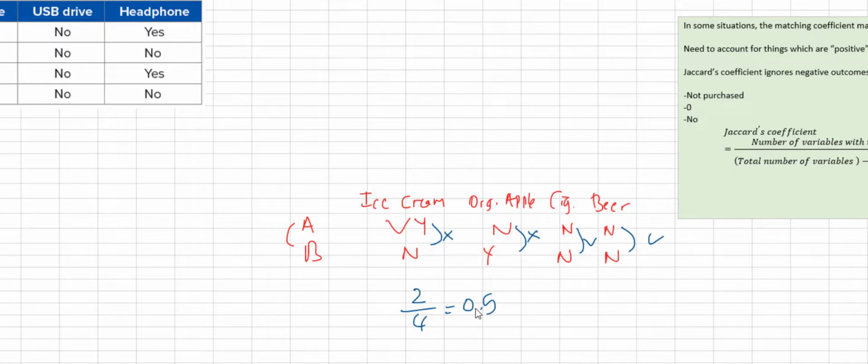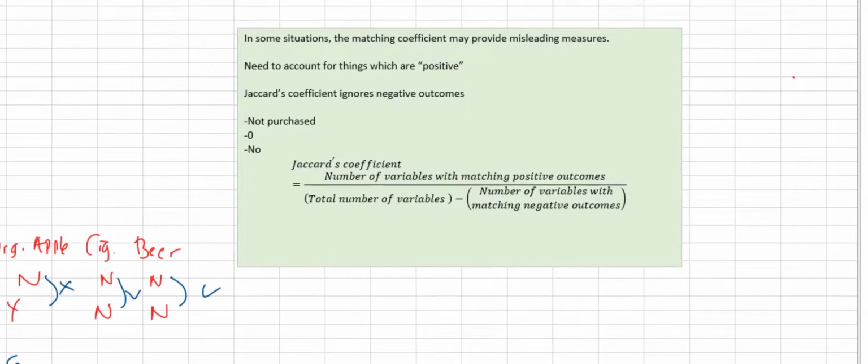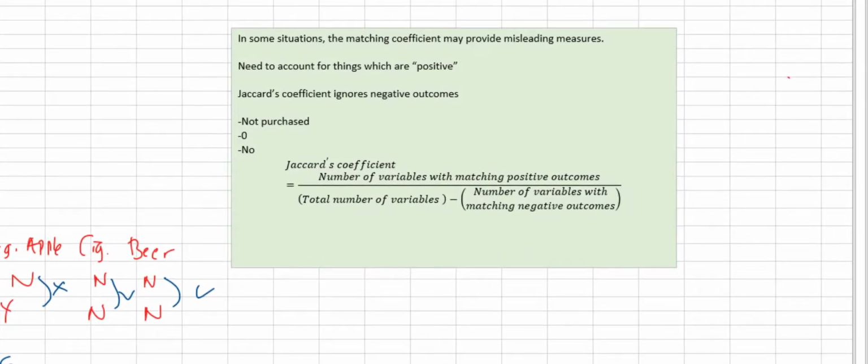However, a simple matching coefficient will account for the fact that neither of the customers purchased the remaining 2 other products that are available, and therefore erroneously produce a high value of the matching coefficient. Jaccard's coefficient is going to correct this problem. Jaccard's coefficient is a more appropriate measure of similarity in situations where negative outcomes are not as important as positive outcomes. It is calculated as the number of variables with matching positive outcomes divided by the total number of variables minus the number of variables with matching negative outcomes.